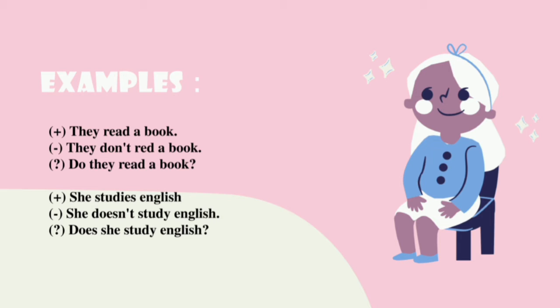The second example: she studies English. For the negative sentence: she doesn't study English. Why using doesn't? Because the subject is she. For the interrogative sentence: does she study English?